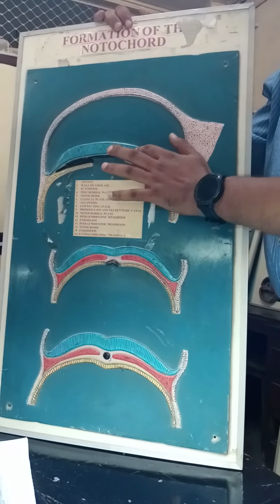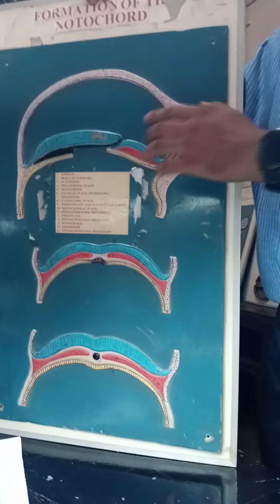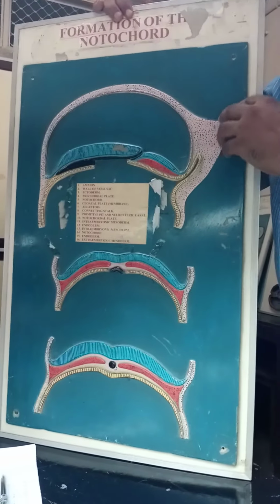This is neuroenteric canal. The purpose of neuroenteric canal also I have told. Nourishment of the amniotic cavity, which escapes through it. Okay, so thank you so much.